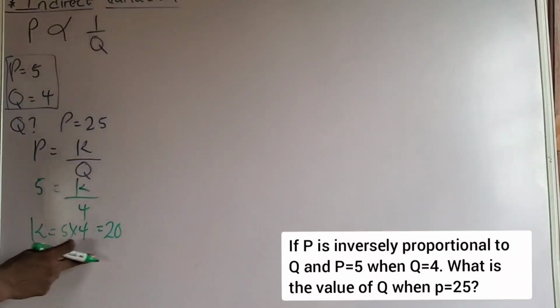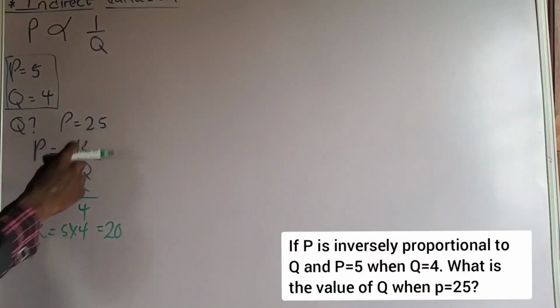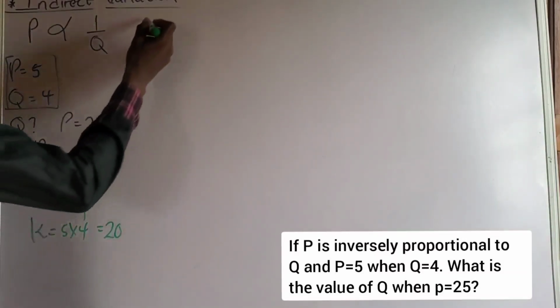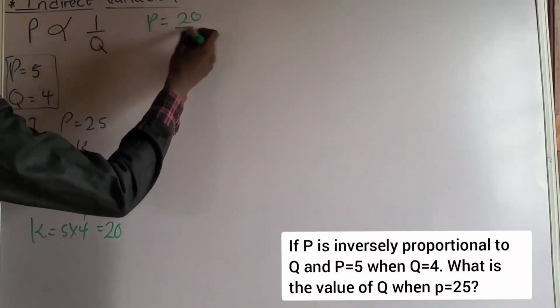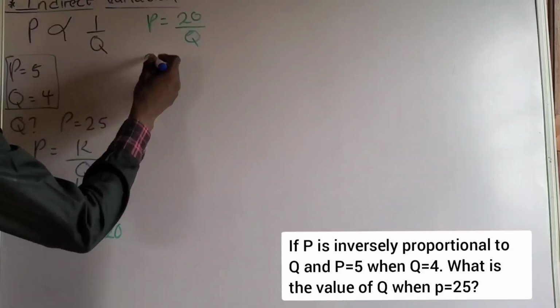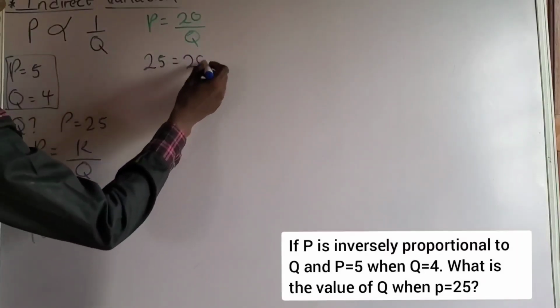20. Now, having gotten the value of K as 20, we can easily get the value of Q when P is 25. Since we know that K equals 20, I'm going to have P equals 20 over Q. This is the equation connecting P and Q. Now, I'm going to substitute the value of P as 25. So I'm going to have 25 equals 20 over Q.